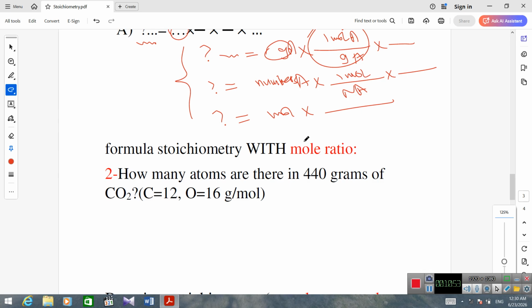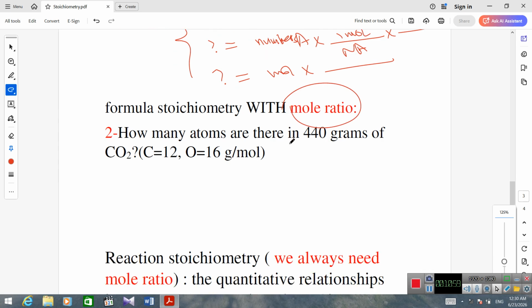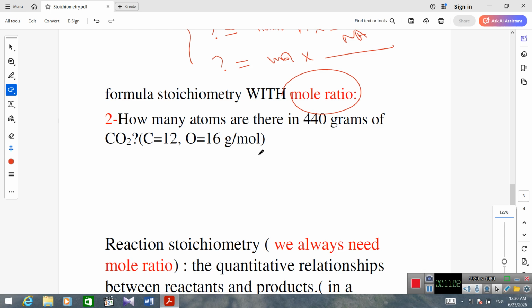There is another example where we need the mole ratio for solving the problem. Question 2: how many atoms are there in 440 grams of carbon dioxide? As you can see, in the first part we have atoms, and the second part is CO2 as a molecule. In this case, the two sides of the question are not the same, so we must use the mole ratio. It's so important.